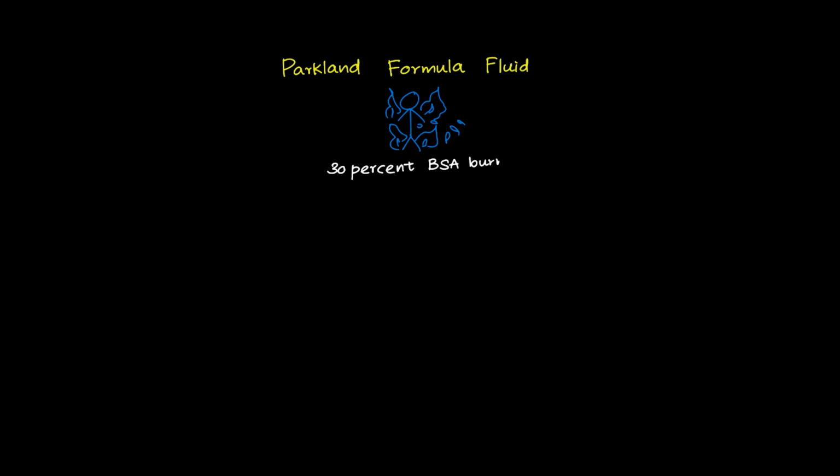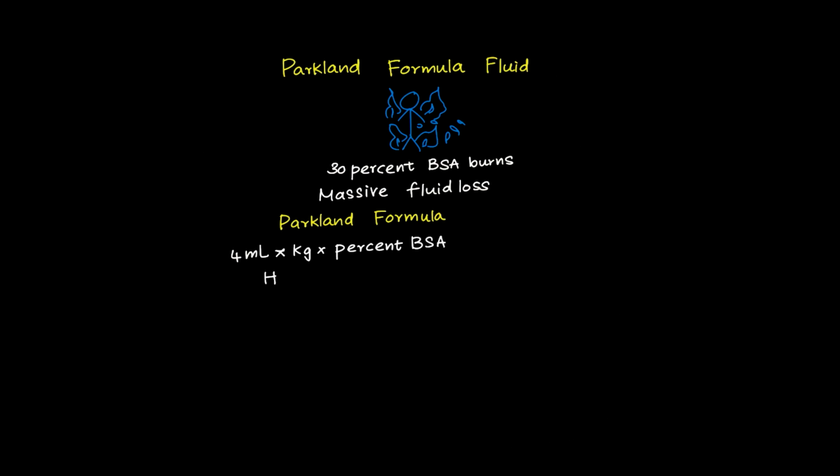Burn resuscitation is about replacing massive fluid loss through damaged skin, and the fluid you choose matters a lot. When a large burn strips away skin and damages the tissues underneath, huge amounts of plasma-like fluid leak out into the interstitial space. Without fast replacement, the patient goes into hypovolemic shock within hours. The Parkland formula calculates how much fluid to give, typically 4 millilitres times kilograms of body weight times percent of body surface area burned, with half in the first 8 hours and the other half over the next 16.